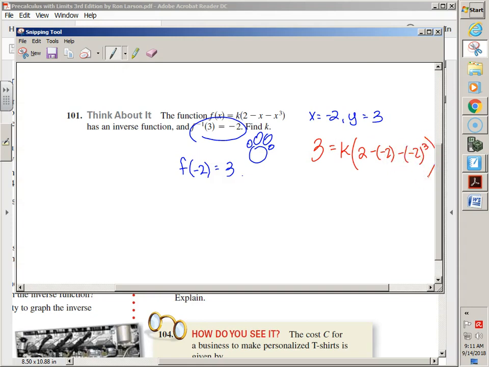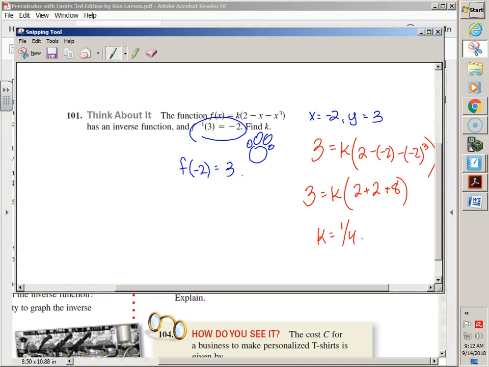Right? Taking the inverse, flipping the x and y, I have an x, plug in, I have a y, plug in, solve for k. So I end up with 3 equals k times 2 plus 2 minus -8. Got to be careful of your PEMDAS and your signs. Don't we get 12, and then we divide by 12, so k equals 1/4, 3 over 12 reduced. Does that match up with what it's supposed to be?